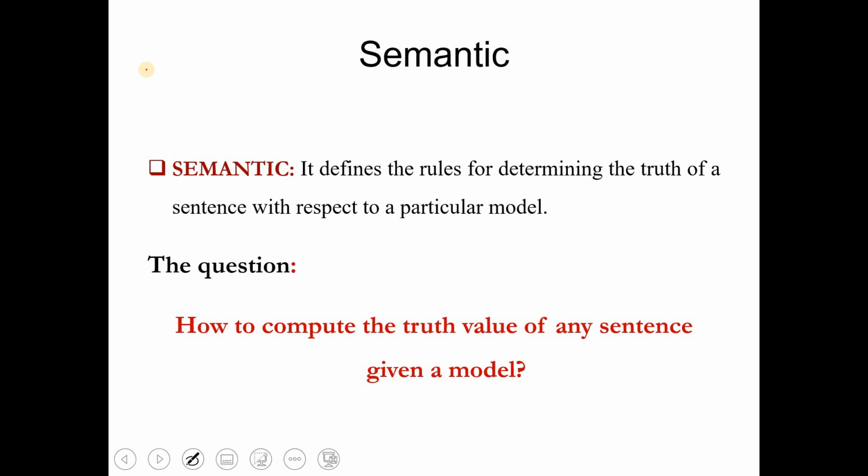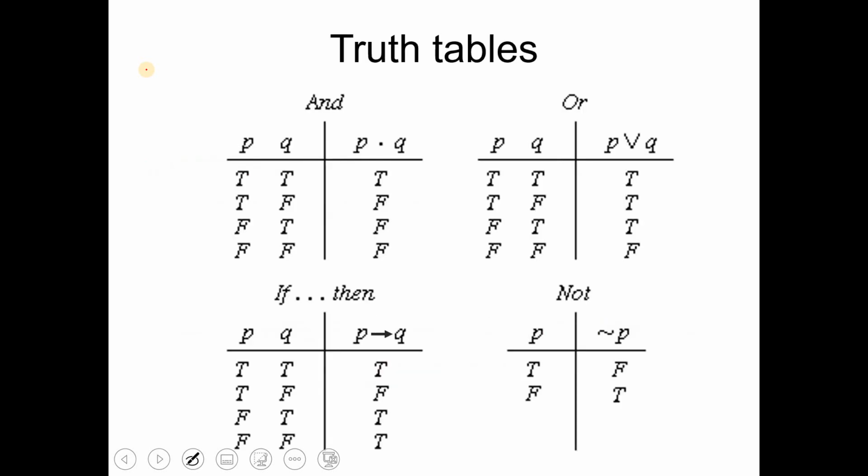So semantics basically defines the rules for determining the truth of a sentence with respect to a particular model. I'll give you an example and then we come back here. So here you see the example. I don't like this one. For your exam, please always start with false, false, not true, true.